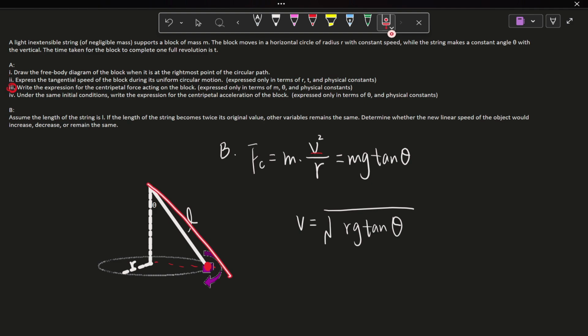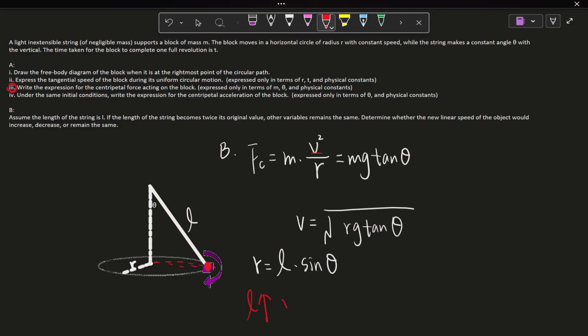Alright, now look at the graph carefully. This is L, right? And this is the radius. How do we write the expression for the radius using L? When you connect this part together, it's now basically a triangle, right? Using trig, we can write the expression that r is equal to L times sine theta. As you can see, there's actually a relationship between L and r. When one is increasing, the other one is also increasing. When L is increasing, r will also increase.